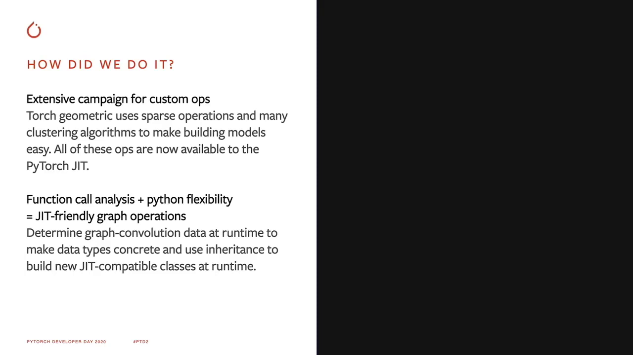So how did we do it? The first thing that needed to be done, that Matthias worked extensively on, was performing a campaign to get all the custom ops into JITable form. Torch Geometric uses a huge number of sparse operations and quite a number of clustering algorithms as well, and all of those needed to be made available.